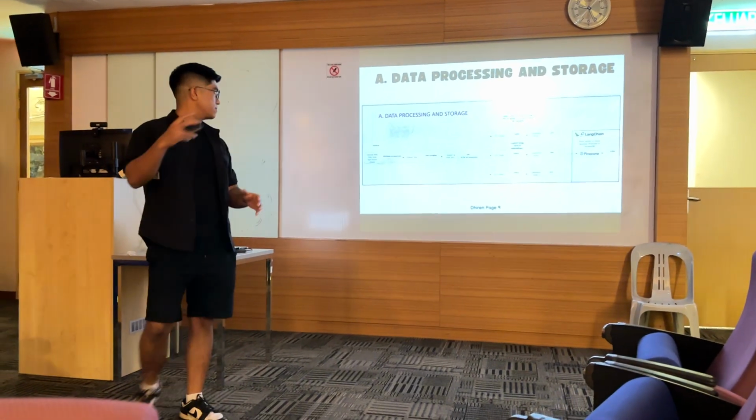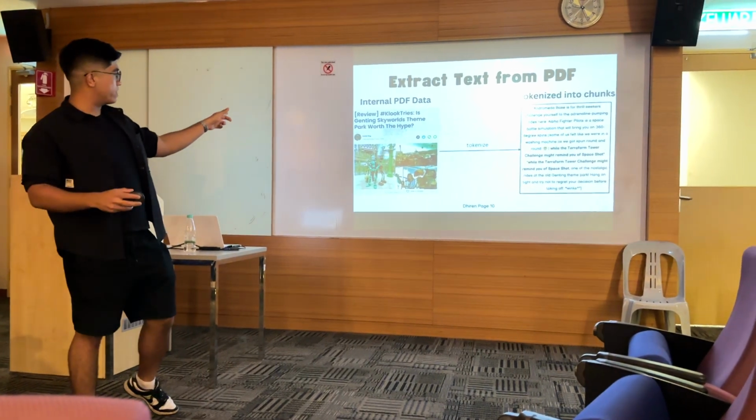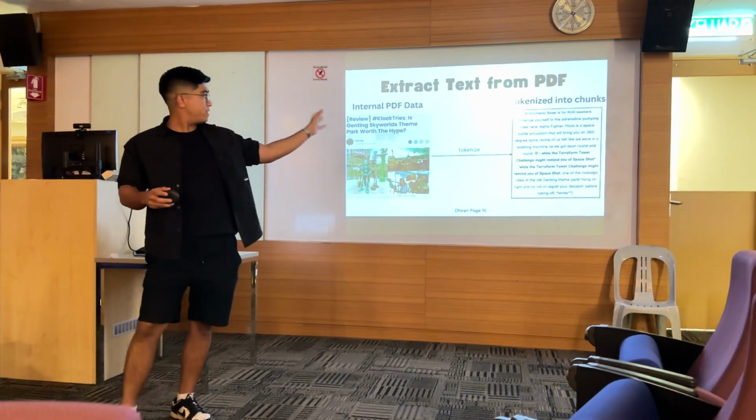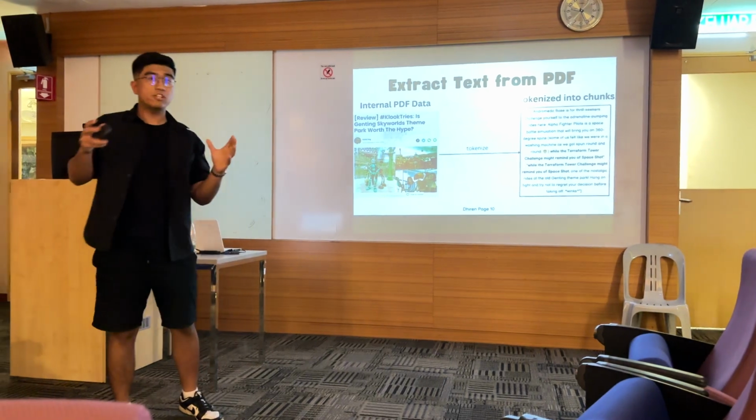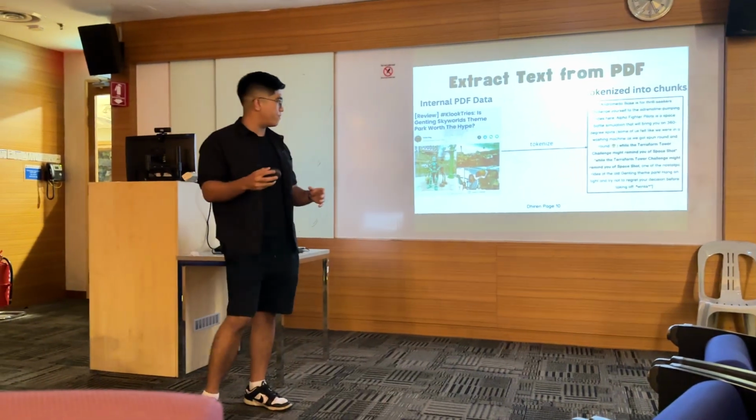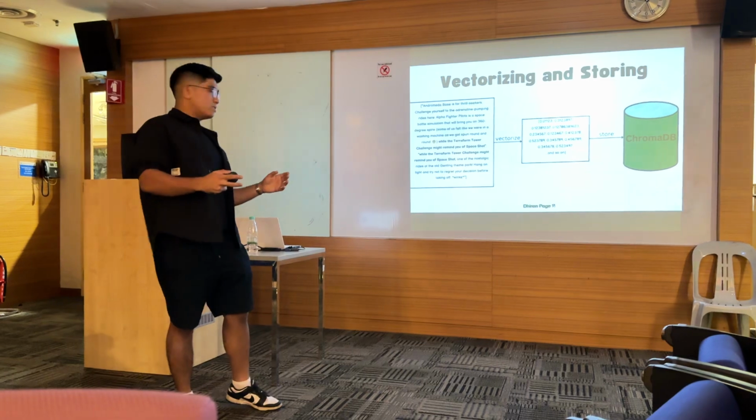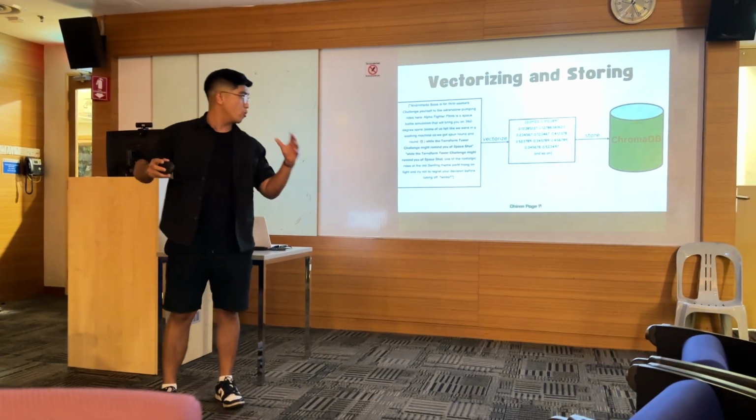Now what does that mean? Let's see. So we have internal PDF data here. All we're doing is splitting it into little chunks of text. Tokenizing is just a fancy way of saying that. So now, since we already have all these small chunks of text, we're going to vectorize them.